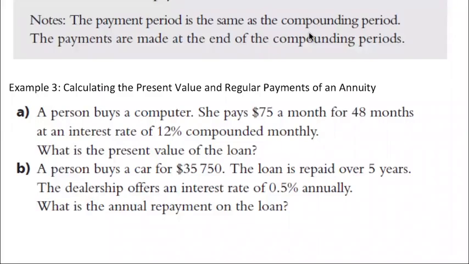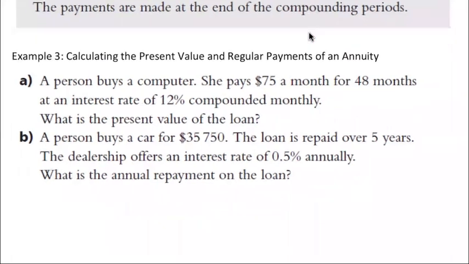Picking up right where we left off, we were talking about the present value of an annuity. Let's go with example 3A. A person buys a computer. She pays $75 a month for 48 months at an interest rate of 12% compounded monthly. What is the present value of the loan? So this is going to tell us what's left over on the loan that she took out.